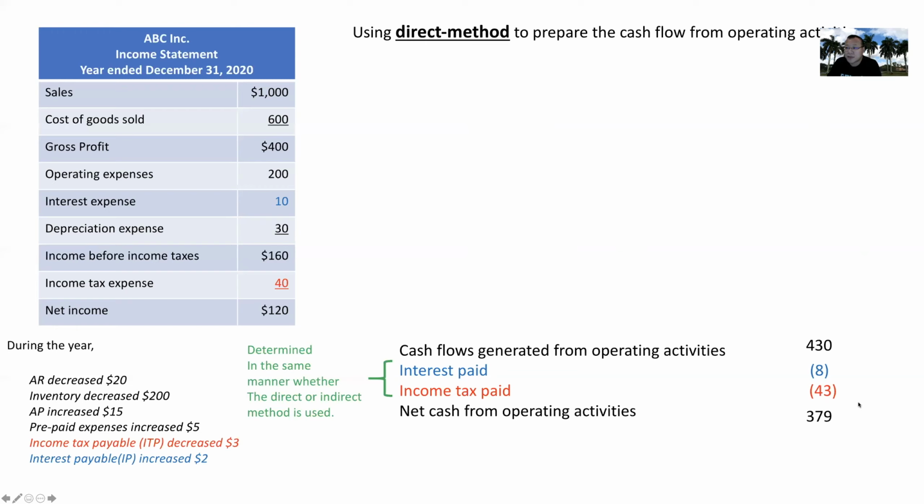Under the direct method, we first want to know what is the cash received from the customers. How much cash did I receive from the customers?